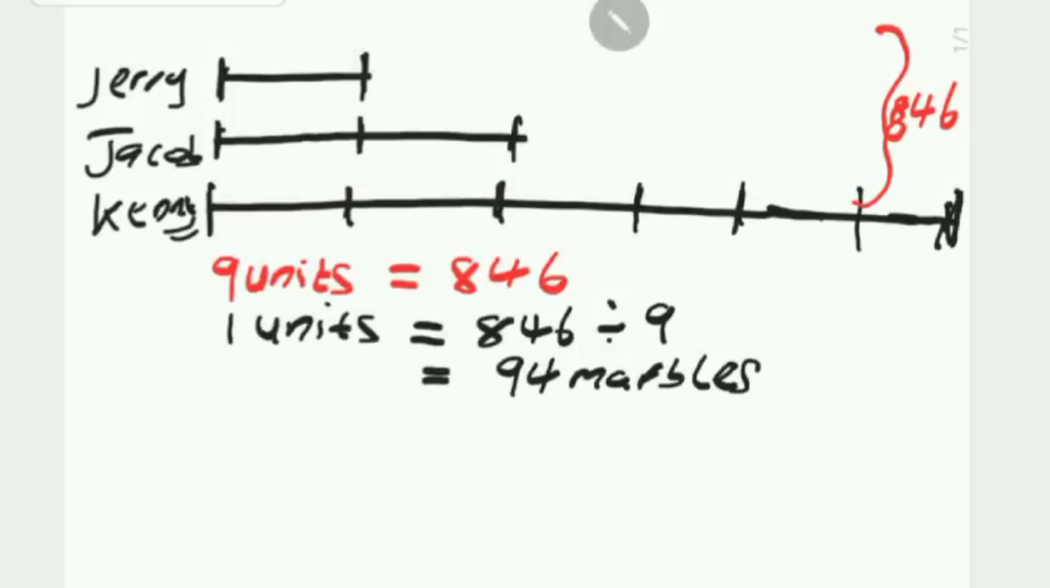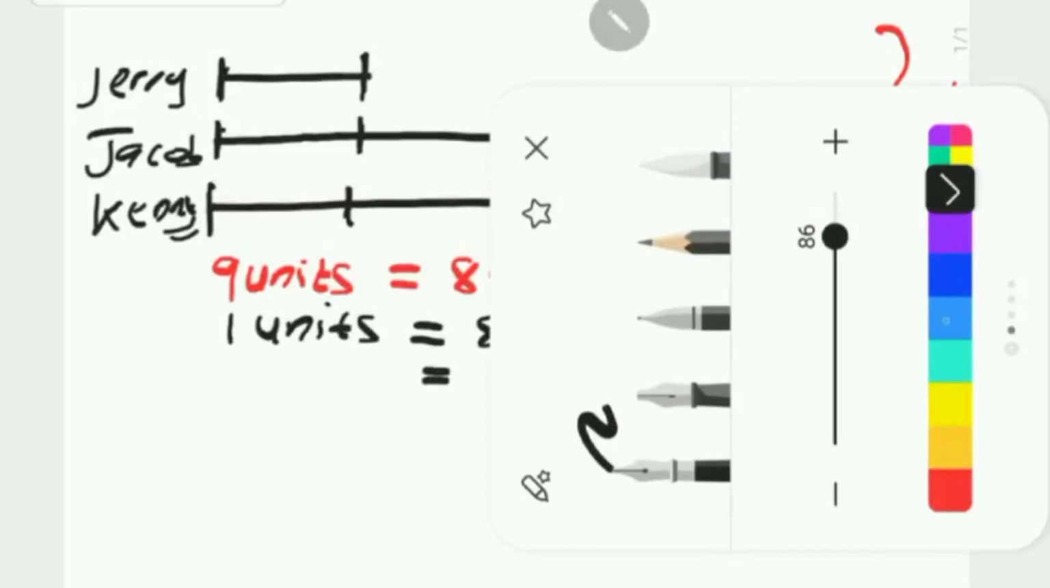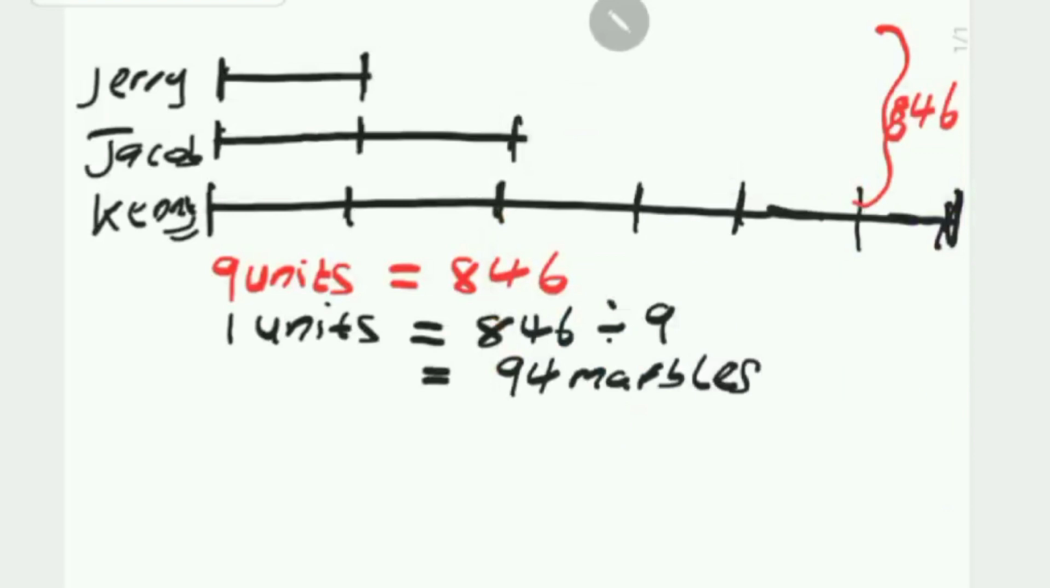Is our question answered? No. The question wants us to look for how many more marbles Kenny has than Jerry. Most students would solve this by finding the number of marbles Jerry has, that's the 94, and the number of marbles Kenny has, and finding the difference. But we could do this in a more efficient way by visualizing using the diagram we have here.